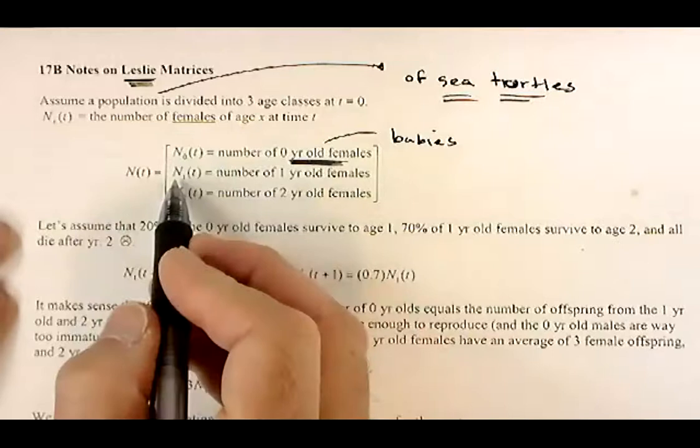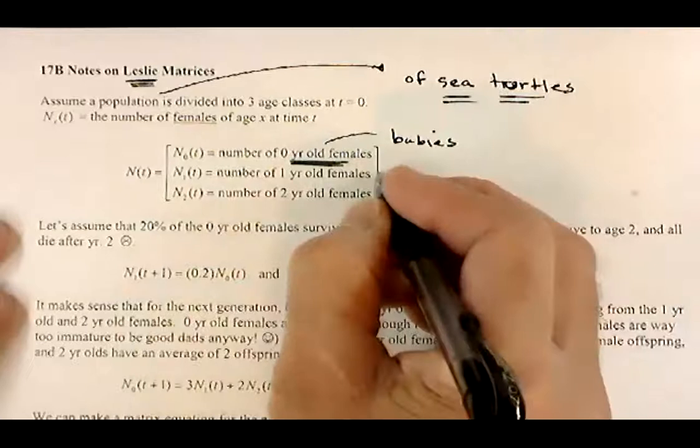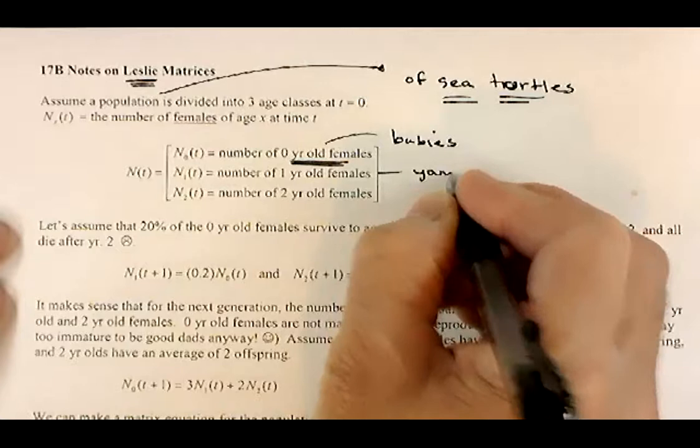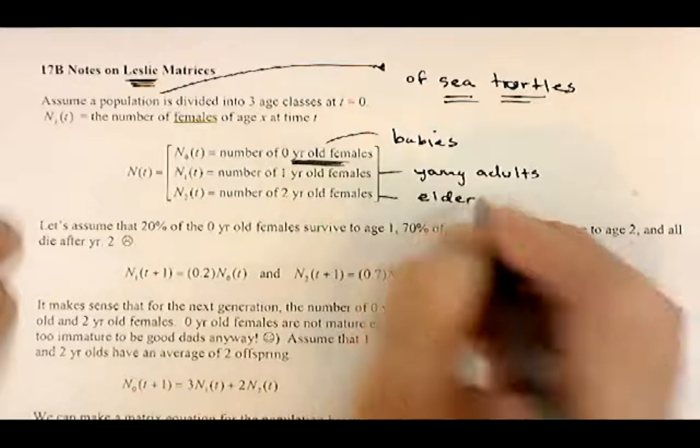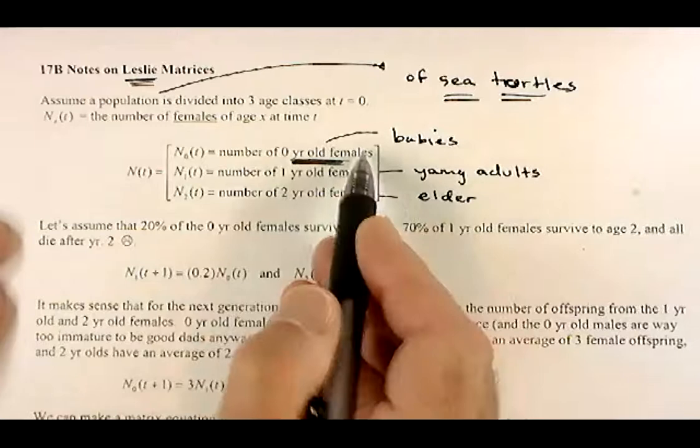We might have another age class for 1-year-old females, and maybe those are teenagers and young adults. And then a third age class, which is your elders, the elder turtles, ones who have gotten towards the end of their life. So you might want to break them up into age classes.